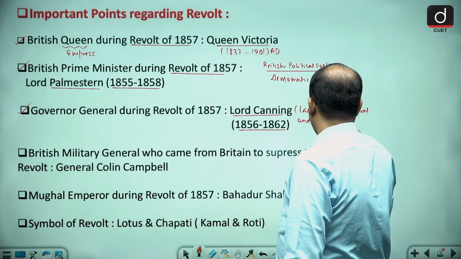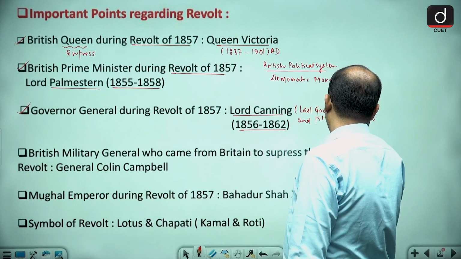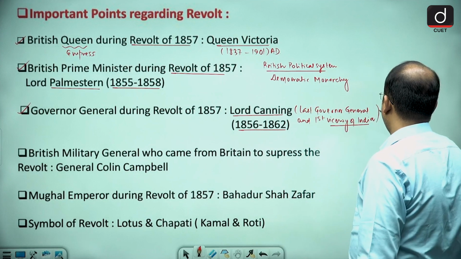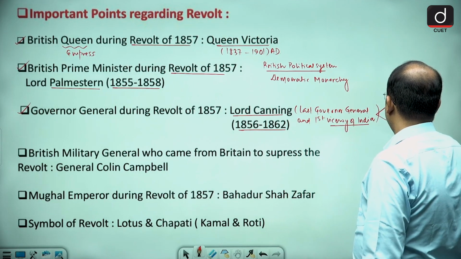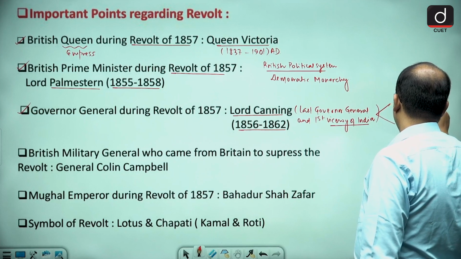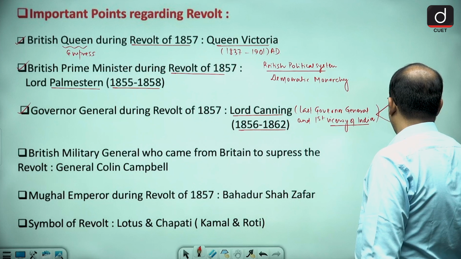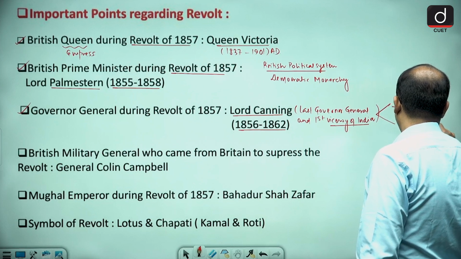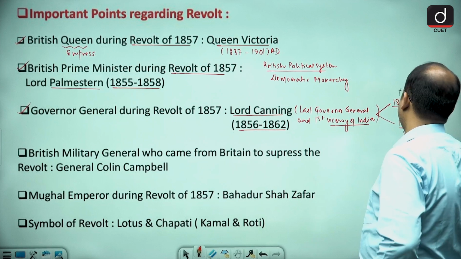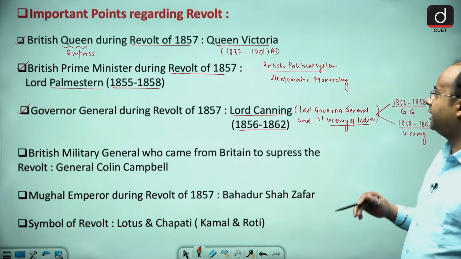and first Viceroy of India. Last Governor General and first Viceroy of India was Lord Canning, and he was the Governor General from 1856 till 1858. From 1858 he was the Viceroy. Now, guys, you heard two terms: Governor General and Viceroy.